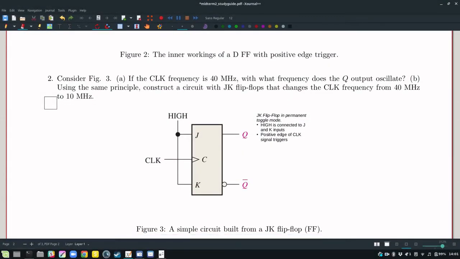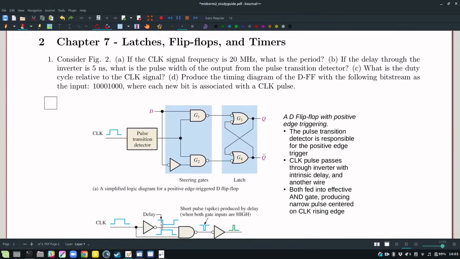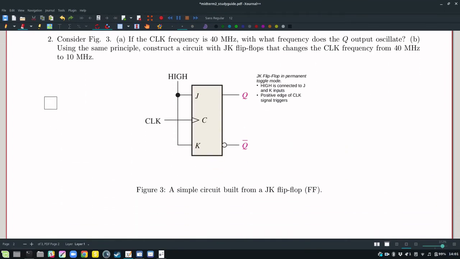So now we move on to the second problem for Chapter 7, Latches, Flip-Flops, and Timers. And so we're looking at a JK flip-flop in permanent toggle mode, so high is connected to J and K simultaneously, and then the positive edge of clock is the one that triggers flips and flops. So the clock frequency is 40 megahertz. With what frequency does the Q output oscillate?